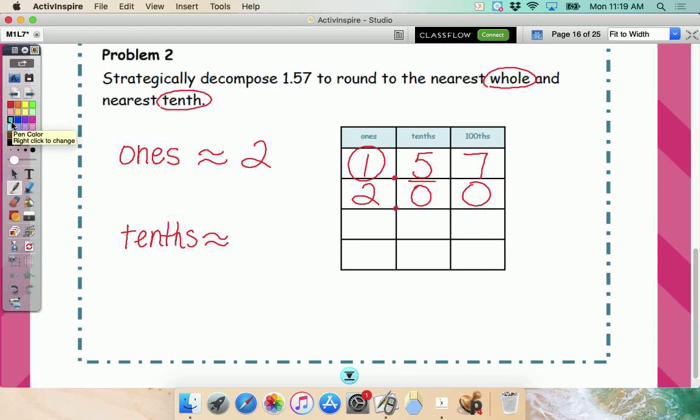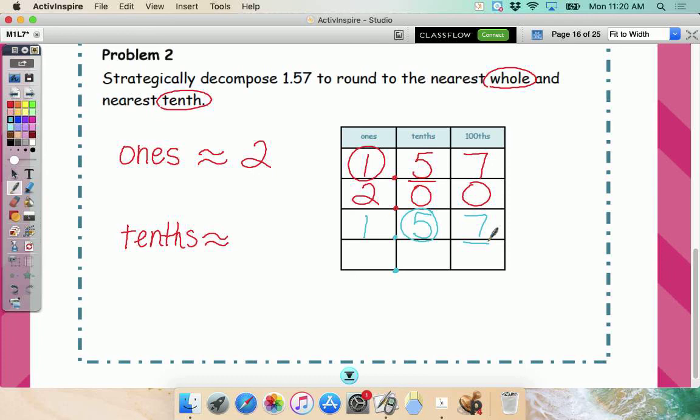Okay, I'm going to change the color of my pen. We're going to write 1.57 again. And this time, I'm going to circle which digit? I'm going to pull a stick. The digit in the tenths place. Julian, which digit is in the tenths place? The 5. So I'm going to circle the 5. Now move to the right and underline. Get it? Okay. All right.